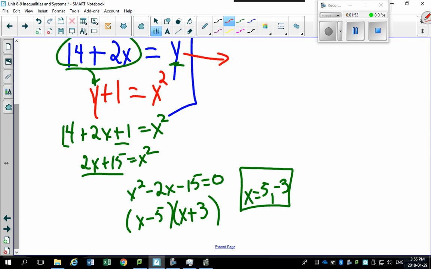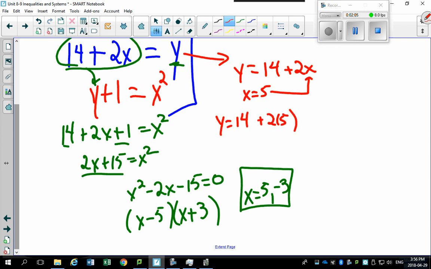And check this out. Look at this guy right here: y equals 14 plus 2x. All you have to do now is put your x equals 5 right into there and solve it. So y equals 14 plus 2 times 5. 2 times 5 is 10. 10 and 14, that gives you 24. So your first answer is 5, 24. Done. Pretty simple, isn't it?